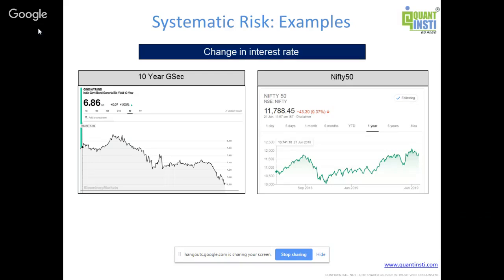Okay. So we understood the risk which is specific to a firm. That's one kind of risk. Another risk is something which all the firms get impacted by. That is known as systematic risk. On the left hand side, the 10-year government securities yield is 6.86%, and a year back it was 8%. So it has dropped almost 1.14%.